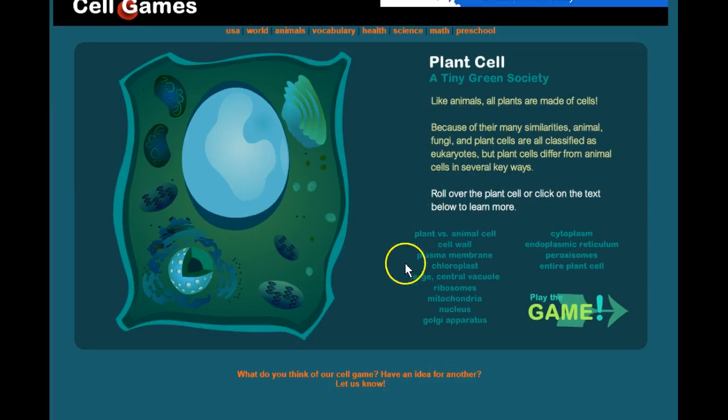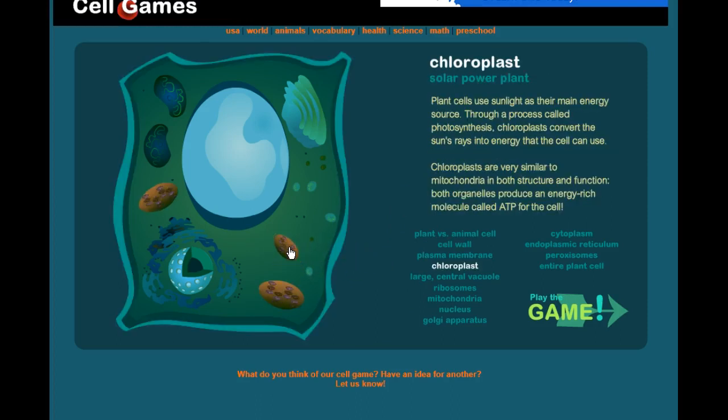I almost forgot about one of the most important differences between a plant cell and an animal cell, and that's that plant cells have chloroplasts. And these are just called the solar plants of the cell. Plant cells use sunlight as their main energy source. Through a process called photosynthesis, chloroplasts convert the sun's rays into energy that the cell can use. Chloroplasts are very similar to mitochondria in both structure and function. Both organelles produce an energy-rich molecule called ATP for the cell.